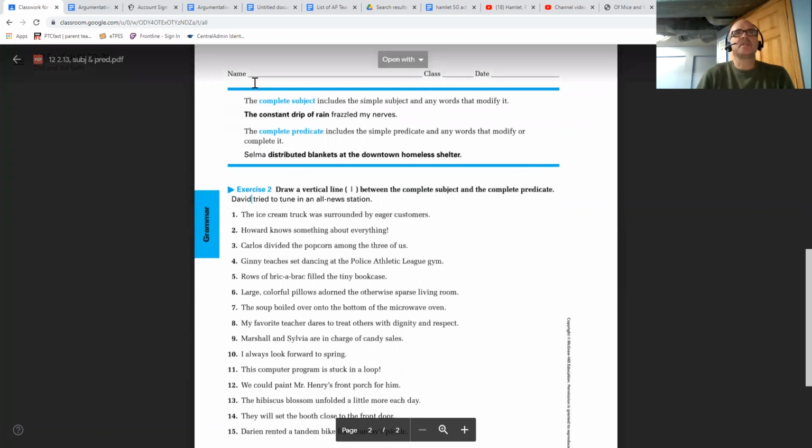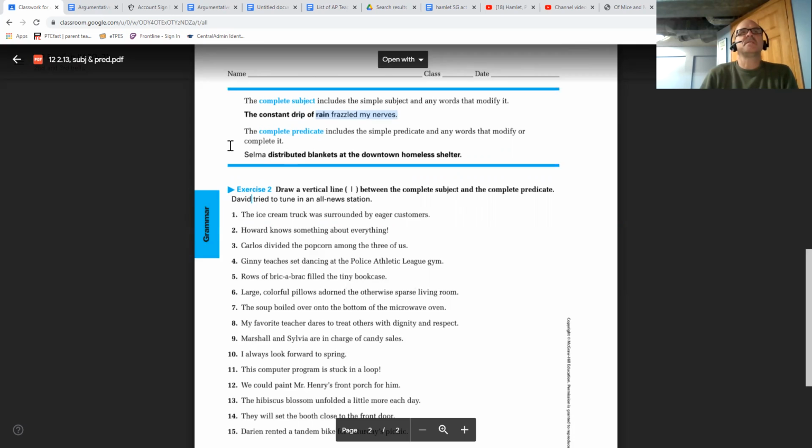Exercise 2, we're going to look for the complete subject, which includes the simple subject and any words that modify it, like prepositional phrases and other modifiers that are kind of attached to it. So instead of saying just drip, the constant drip of rain, for instance, would be the complete subject. Drip being the simple subject, but these modifiers in this prepositional phrase are all kind of part of that, right? Which would make the complete predicate, in this case, frazzle my nerves.